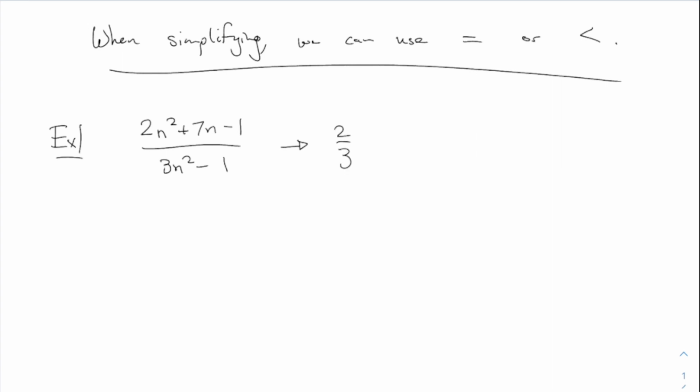Yeah, when you have a fraction involving polynomials, if the degrees on top and bottom are equal, then the thing converges to the ratio of the coefficients in front of the top degree terms. I hope you remember this little trick from calculus. All right, so it does converge to 2/3. Let's see if we can actually prove it.